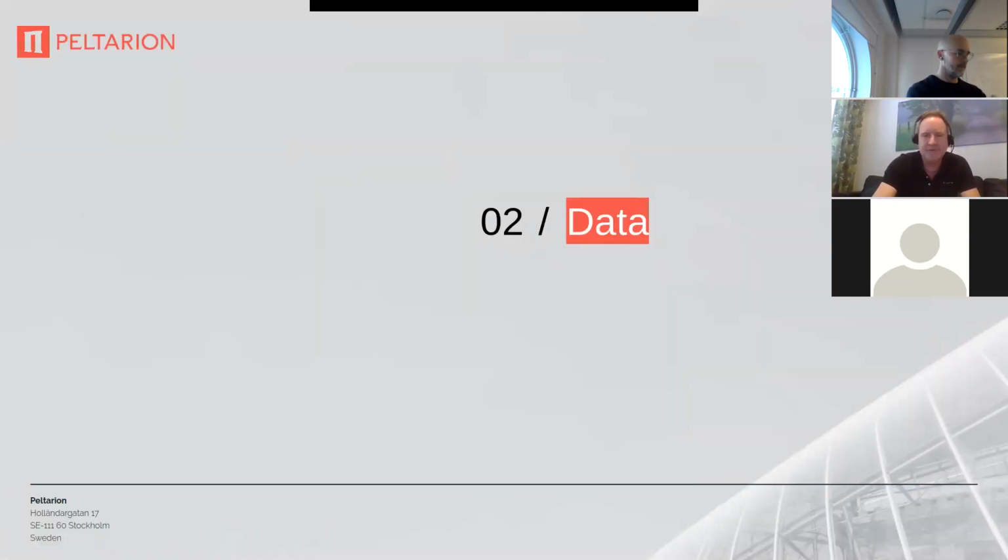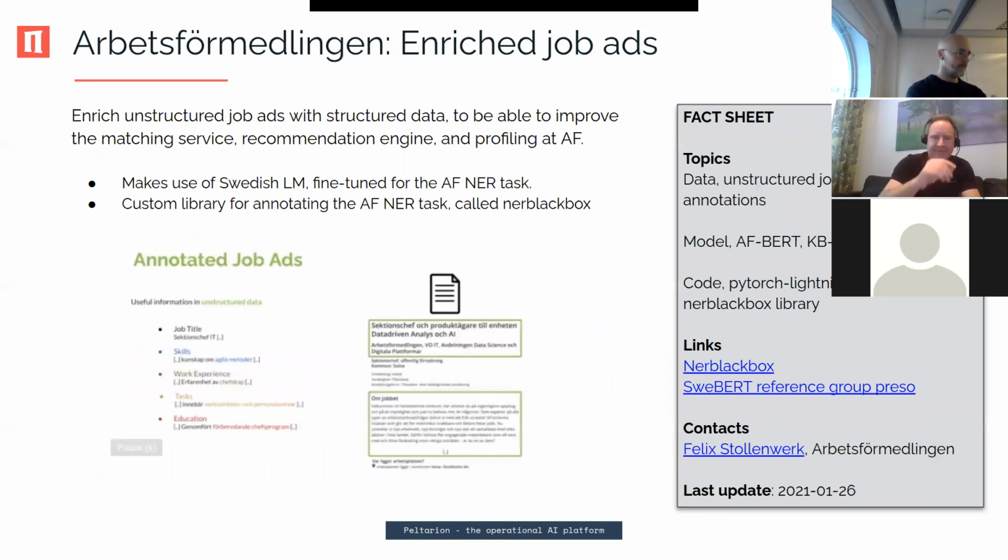Okay, so moving into the other category of data. And once again, I'm going to go through a number of use cases, and I'm going to do it a bit quicker now.